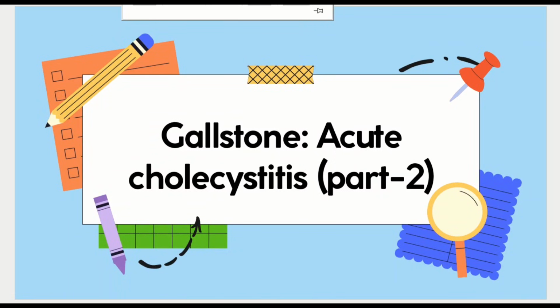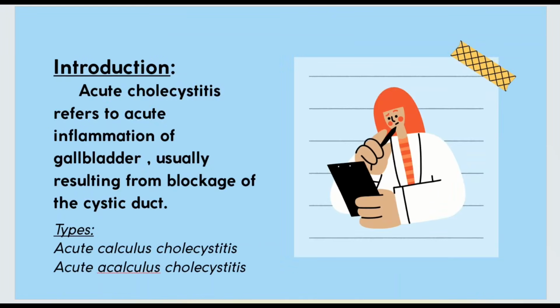Today, let's proceed to part 2 of Gallstone disease. We are going to discuss acute cholecystitis. So what is acute cholecystitis? It is acute inflammation of the gallbladder, usually resulting from blockage of the cystic duct. It can be of two types: acute calculous cholecystitis or acute acalculous cholecystitis.